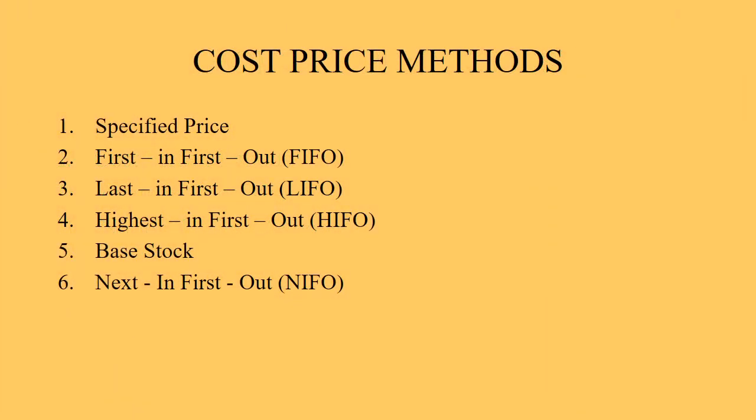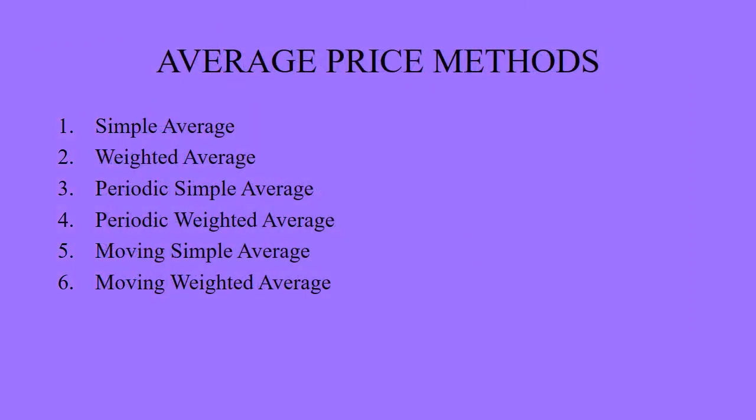Cost price methods include specified price, first in first out, last in first out, next in first out, highest in first out, and base stock method. Average price method includes simple average, weighted average, periodic simple average, periodic weighted average, moving simple average, and moving weighted average method.